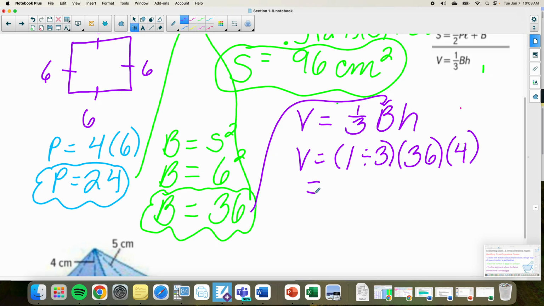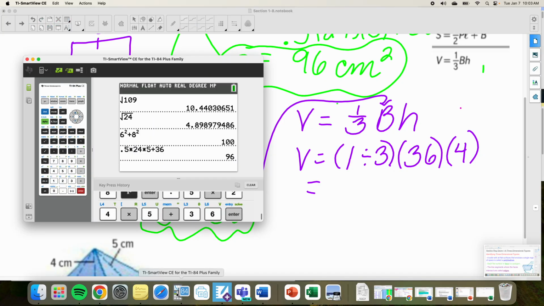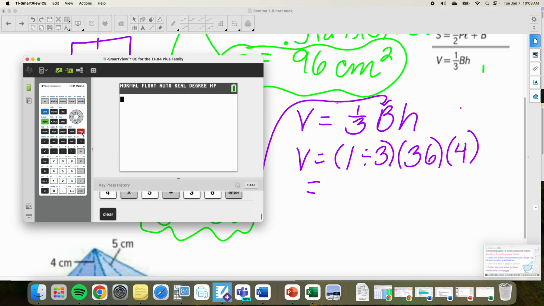So regardless of whether you have a graphing calculator or a non-graphing calculator, when you type in a fraction, we're going to go parenthesis 1 divided by 3 parenthesis, and that is 1/3 exactly in your calculator, okay? Then you're going to go times B, which is 36, times 4, and you would get 48, okay?